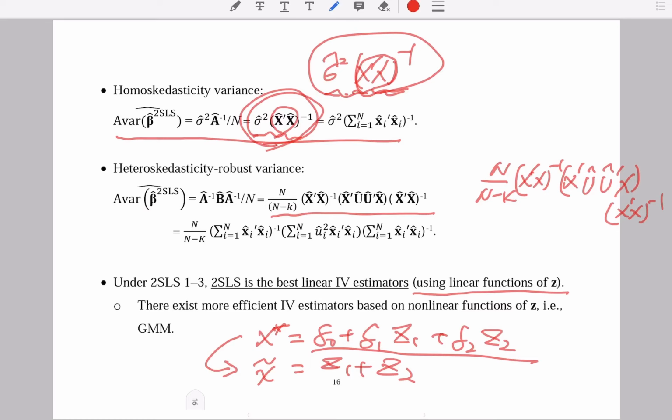Of course, we are talking only about linear here, so there exist more efficient IV estimators based on nonlinear functions of z. For example, later we will talk about GMM, generalized method of moments. In GMM, you can actually get an even more efficient estimator using nonlinear functions. One drawback, of course, is that there's no free lunch. To get more efficient estimators, in general, you need to make more assumptions. Okay, so let's stop here.